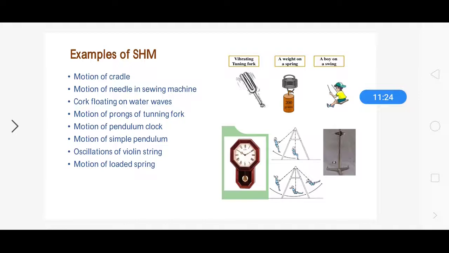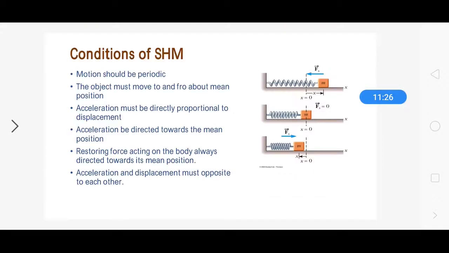Okay, next we go for the conditions for SHM. What are the conditions for a particle which is executing SHM? There are some conditions.